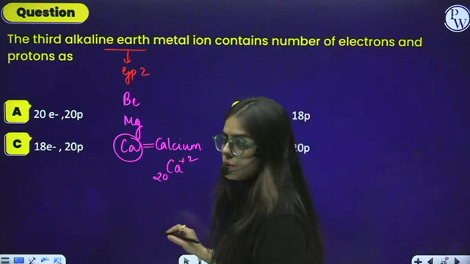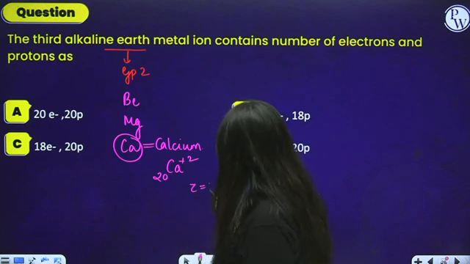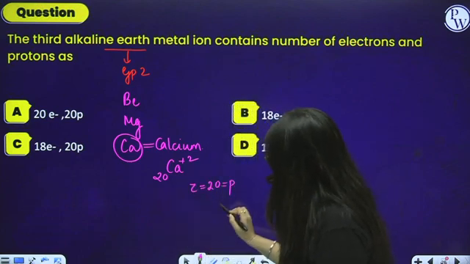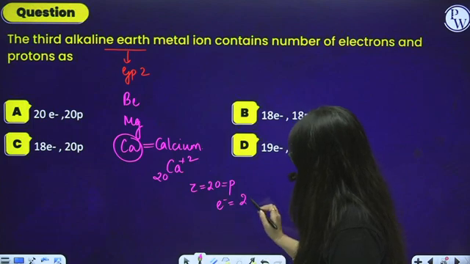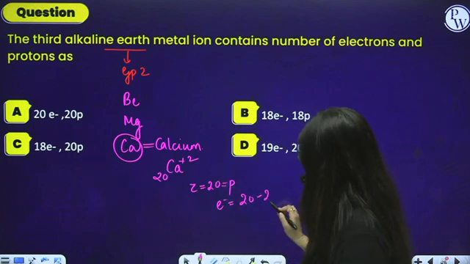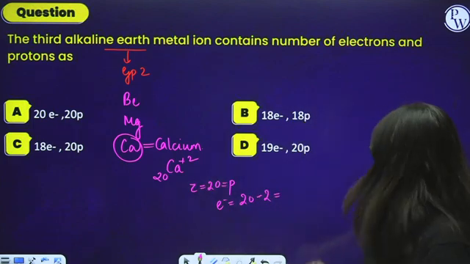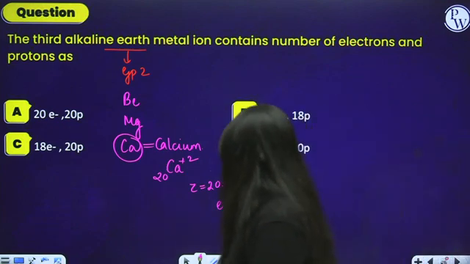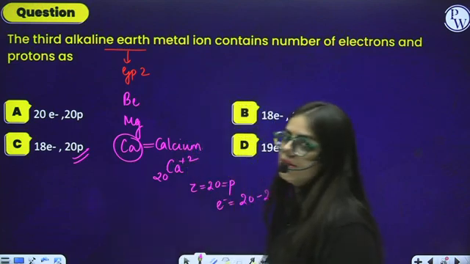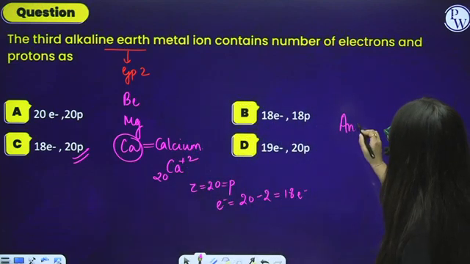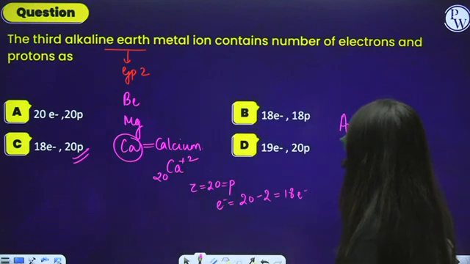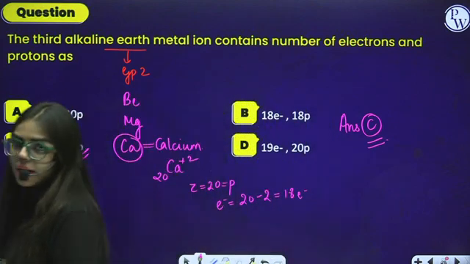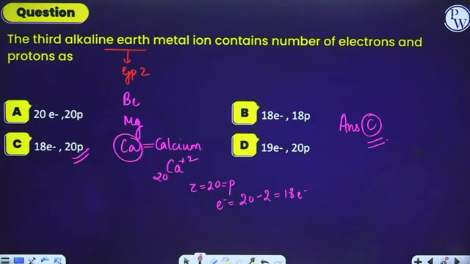So, 20 is Z, that means it is the number of protons. But how many will be electrons? 20. If it is written +2, you have to subtract 2. If it is written -2, then you have to add it. So this comes out to be 18 electrons. So 20 protons and 18 electrons. That means option C is going to be the correct answer for this question. Clear everyone? Write down the answer so that I can move on to the next question. Everybody done?